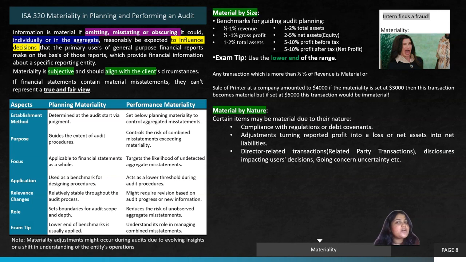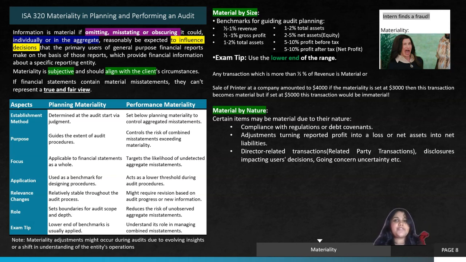So something which affects and influences the decision of the user is called material information, right? So materiality is subjective and should align with the client circumstances. Subjective means it depends upon person to person, it changes, correct? So the thing which is material for me might not be material for you. If the financial statements contain material misstatements, which means there are misstatements which will affect the decisions of the users, then they cannot represent a true and fair view.